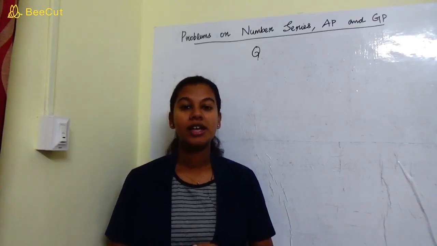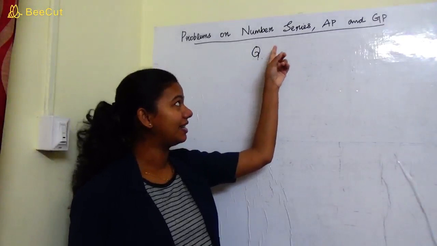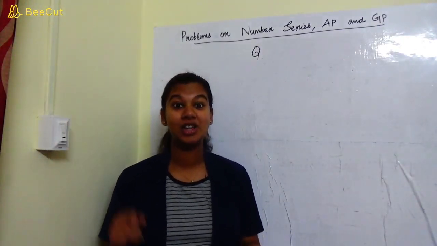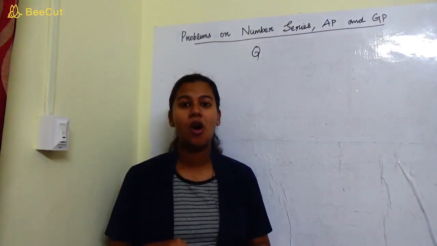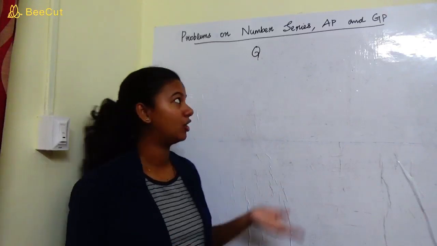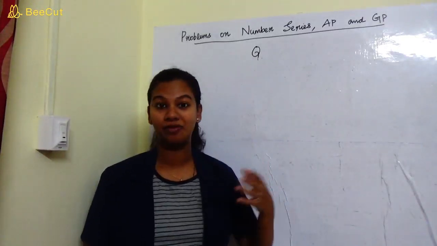Okay, so in my previous video I had discussed problems on number series, AP and GP. That is, totally we had discussed 6 questions. All those questions were direct questions in which we get the sequence and we just find out whether it is an AP or GP or a number series, put the formula and work it out.